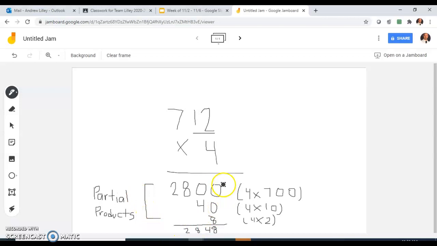When I add them together, now we add the partial products up. 0 plus 0 plus 8 is 8. 0 plus 4 is 4. 8 plus nothing stays 8, and 2 plus nothing stays 2. So then we have our total product of 2,848 using the partial product method.